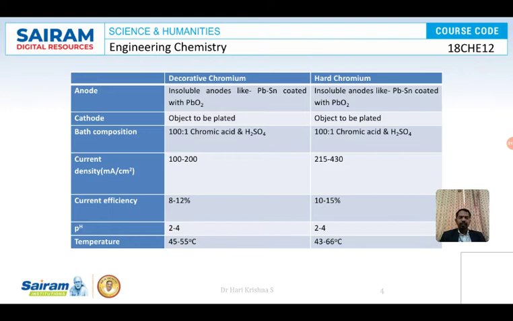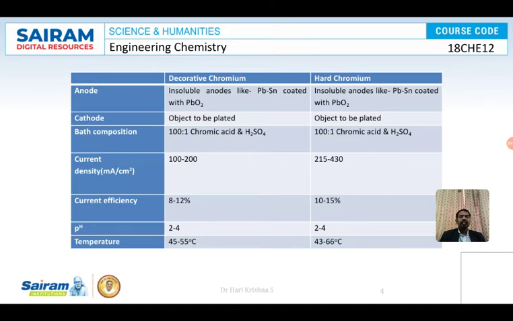So anodes used in decorative and hard chromium plating both are insoluble anodes like lead and tin coated with lead oxide. The cathode, irrespective of the chromium plating, decorative or hard, is the substrate, that is the base metal which takes the coating. For bath composition, it is a 100 to 1 ratio of chromic acid and sulfuric acid. If you are adding 100 ml of chromic acid, you add 1 ml of sulfuric acid. If you are adding 1000 ml of chromic acid, you add 10 ml of sulfuric acid. It is a 100 to 1 ratio.